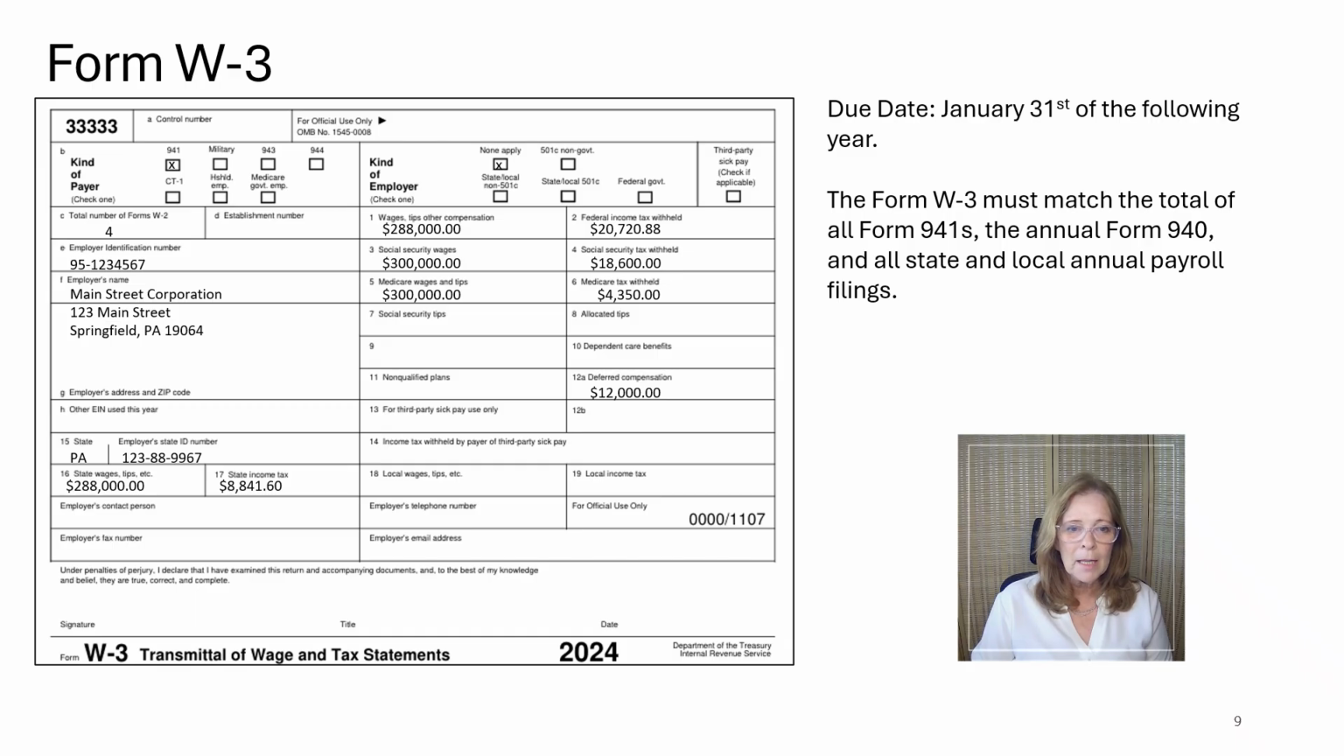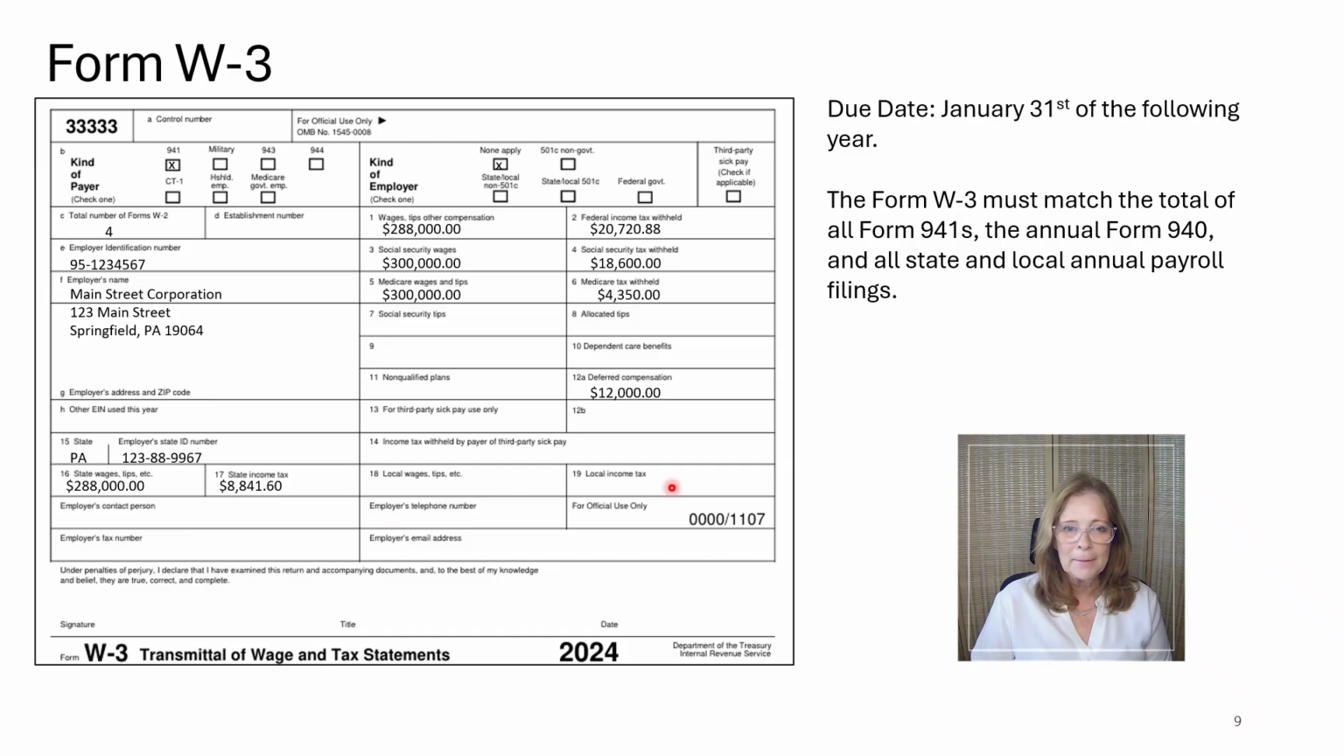Here's an example. In box B, the company checks what kind of payer it is. In this case, the company files a Form 941. Companies also check a box for the type of employer or non-apply. In box C, we enter the number of Form W-2s that are attached and fill in the employer ID number in box E and the employer's name and address in box F and G. We need to add up all the wages, taxes, and deferred compensation and fill them in boxes 1 through 19.